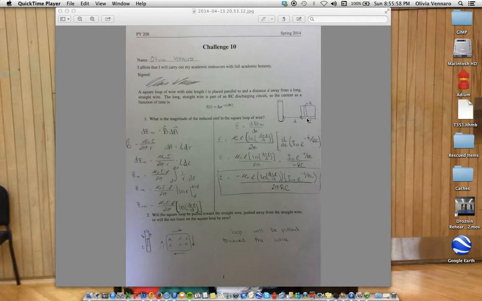So you can take an arbitrary slice, which I call r, and so the area is going to be length times dr, which is going to give you dA. So the magnetic flux is going to be equal to B dA. And we can ignore cosine theta because the loop and the wire are both on the same plane and they're parallel to one another. So cosine of theta is just going to be 1, so we can ignore that.